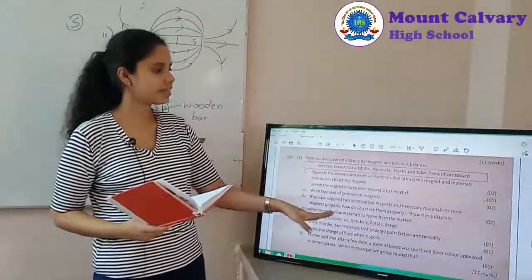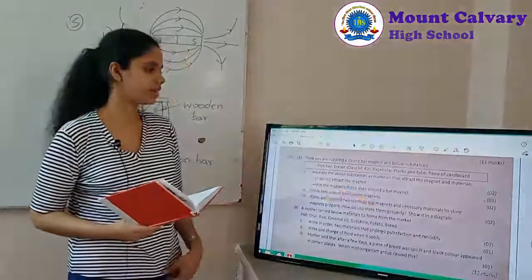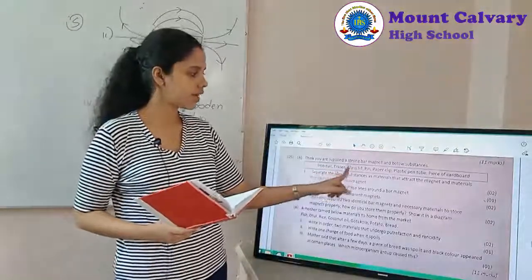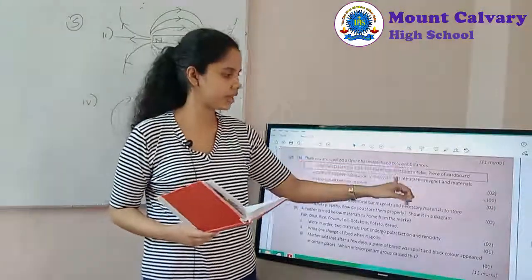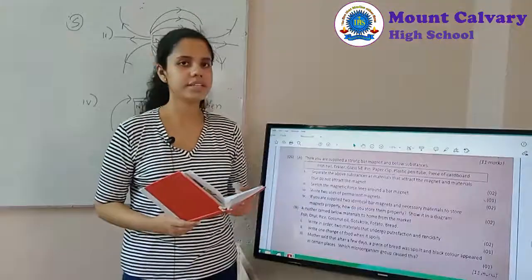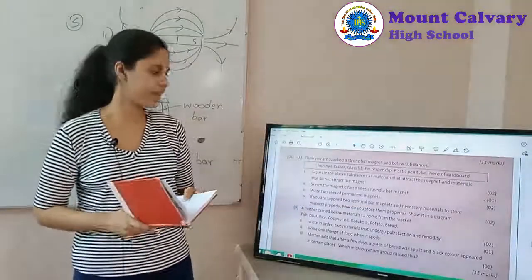Then what are the materials which do not attract to the magnet? Here eraser, glass lid, plastic pen tube and piece of cardboard. These do not attract to the magnet.